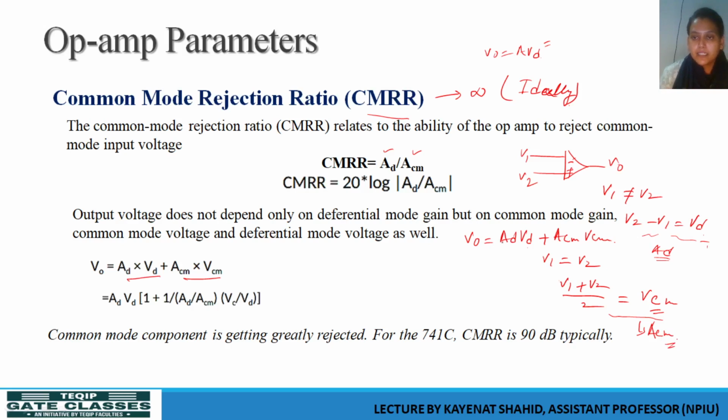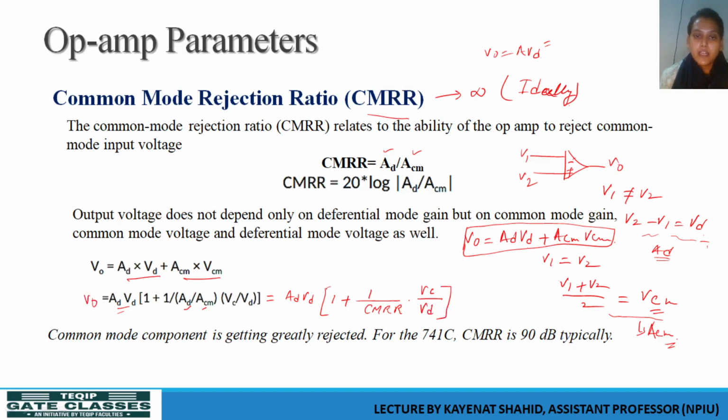So this is our output particularly. Now from this output, we can find an equation like this also. We are just taking this AD/VD out, and we are making this equation. If I rewrite it, we can write AD/VD as 1 plus AD by ACM, which is nothing but 1 by CMRR, and this is VC by VD. So this is the equation for VO.